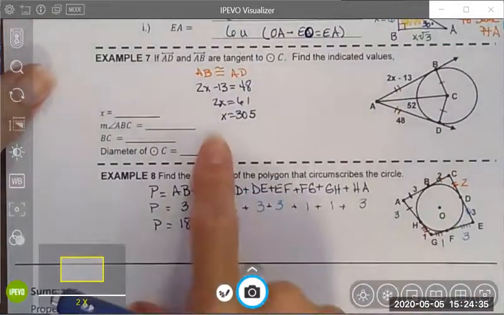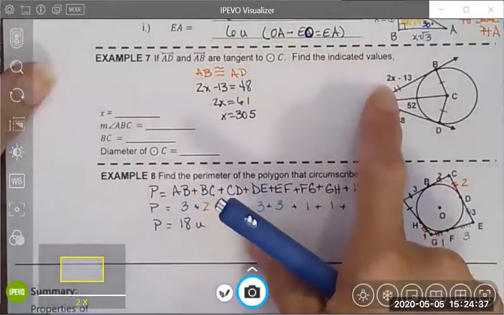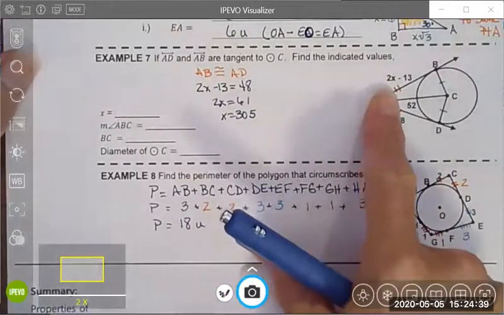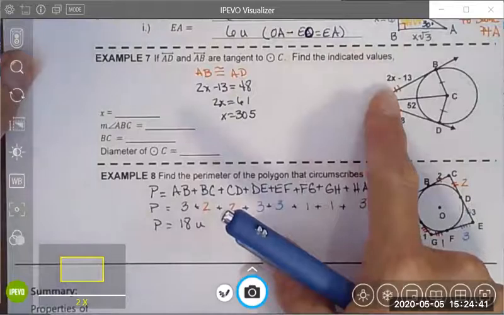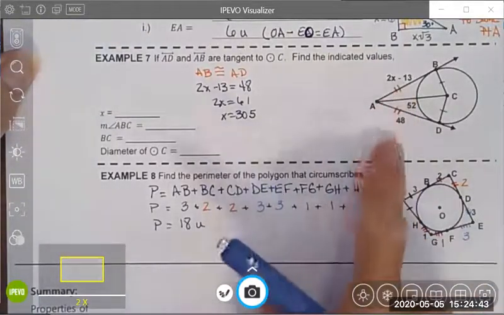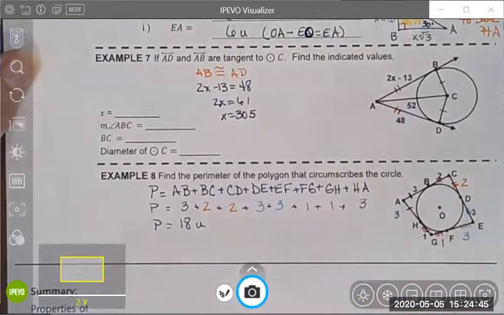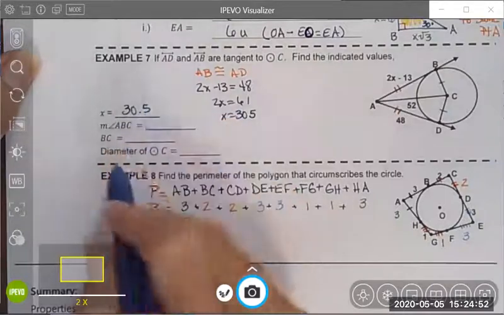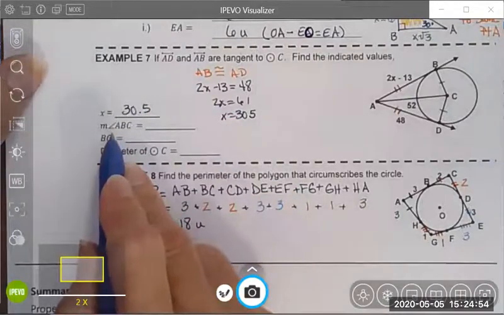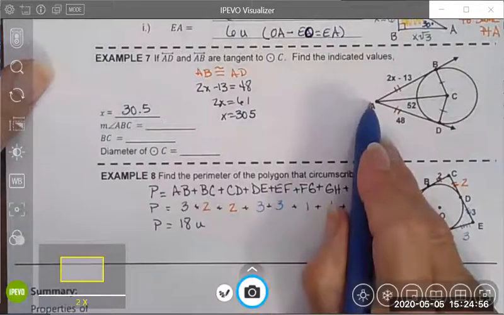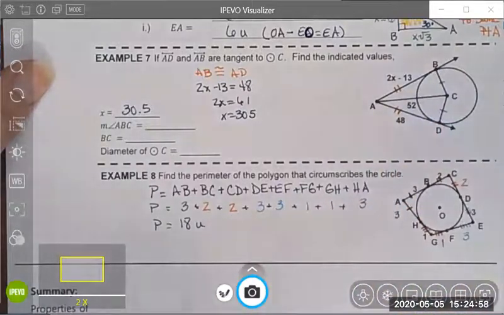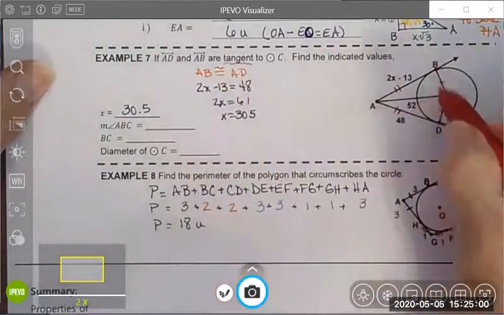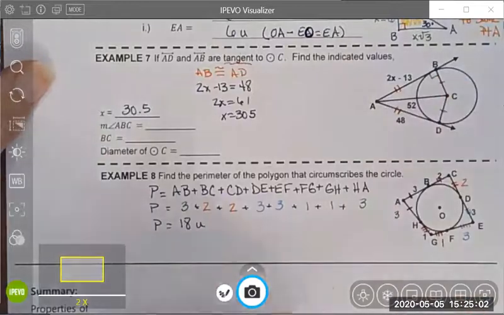That helped me solve for x here. And I know that this should come out to 48, so I'm good there. The next thing I'm being asked to find, let's see, we found x, 30.5. I got to slow down a little bit. I'm asked to find the measure of angle ABC, so from A to B to C. And because these are tangent, I was told they are tangent, I know that that is a 90-degree angle.